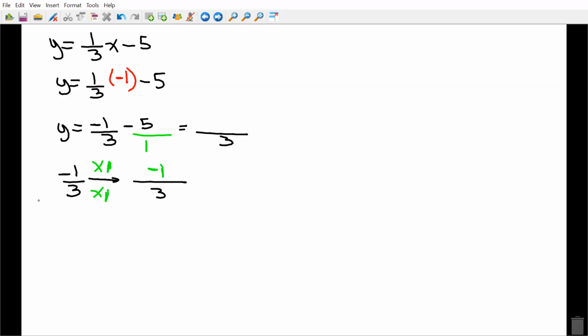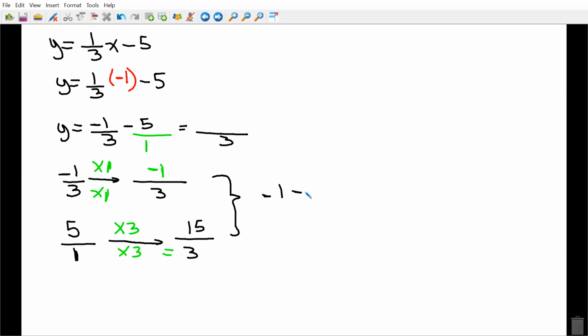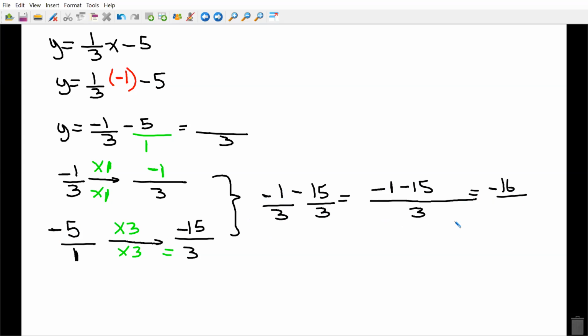Okay? And then I have a 5, and a 5 divided by 1. What did I do in order to get a 3 over here? Well, I had to multiply times 3. 1 times 3 equals 3. 5, what I do in my denominator, I do in my numerator. 5 times 3 is going to be 15. So now I have -1/3 minus 15/3. This is the same as if I had a long division line over here, a -1 and a -15. So my answer is going to be equal to -16/3. Yes? Yes or no? Yes.